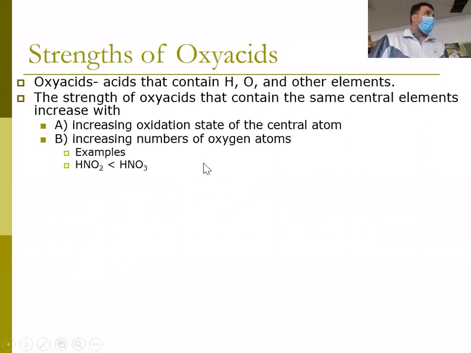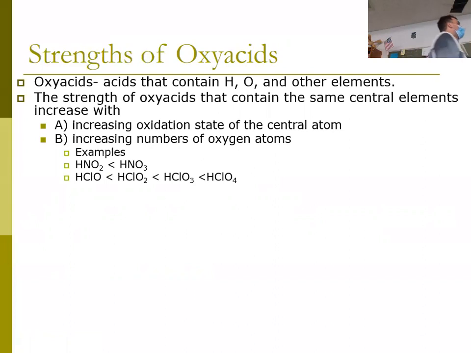For example, we know nitric acid is a strong acid. Nitrous acid is not. Nitric, HNO3, is. You could do the same thing with H2SO4. We know that chloric and perchloric are strong acids, and we know that these are not. So this is kind of the science behind it: the more oxygen atoms you have, the stronger it is.